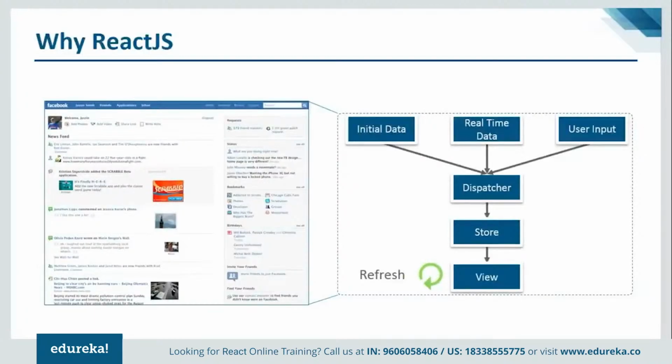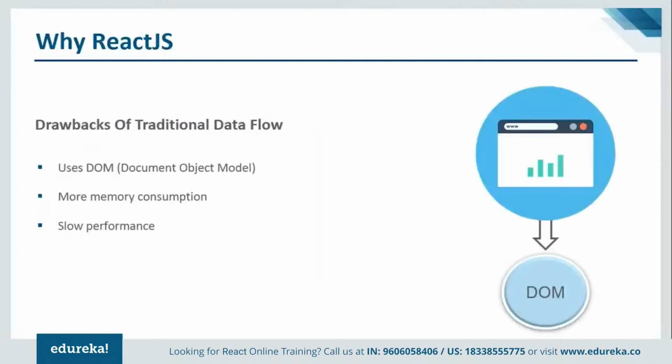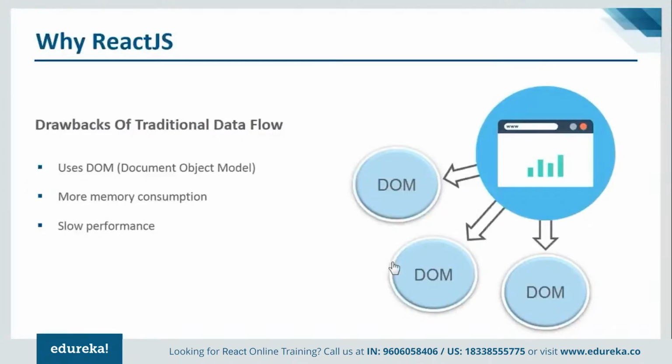This surely was not user-friendly, and moreover this traditional data flow had some drawbacks, like it used the DOM. Now what is a DOM? DOM stands for Document Object Model. It is an object that is created by the browser each time a web page is loaded. What this DOM did was it could dynamically add or remove elements from a web page at the backend. But each time it did that, the browser had to create a new DOM object for the same web page. This led to more memory consumption, which ultimately made our application slow.